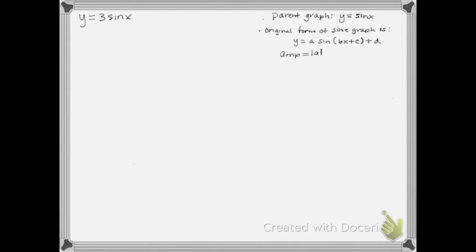So if the absolute value of A is greater than 1, then the graph will experience a vertical stretch. If the absolute value of A is less than 1, then the graph will experience a vertical shrink. And if there's a negative in front of the A, the graph will flip over the x-axis.